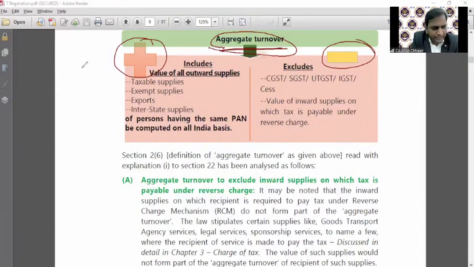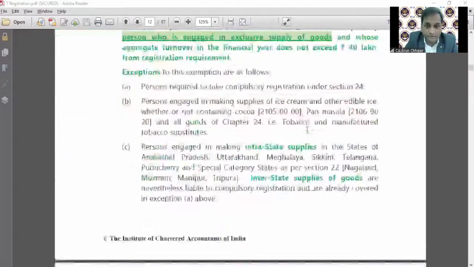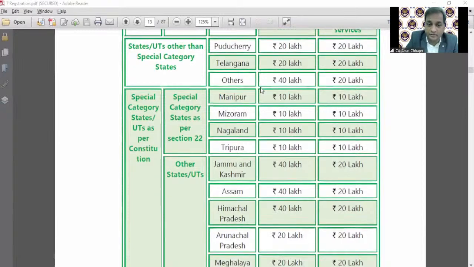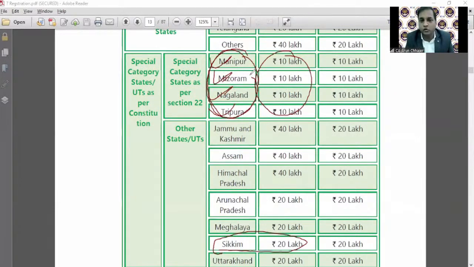Why are you talking about Sikkim, Nagaland? We have discussed Sikkim. Remember this chart. Sorry, Nagaland is a special category state: Manipur, Mizoram, Nagaland, Tripura. These are the 4 special category states, but Sikkim is covered in the normal states. I hope it is clear now. If you are doing the business in any of the special category states, the limit would be reduced to 10 lakh rupees.